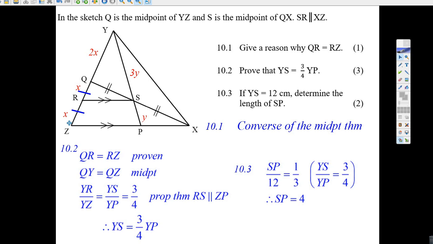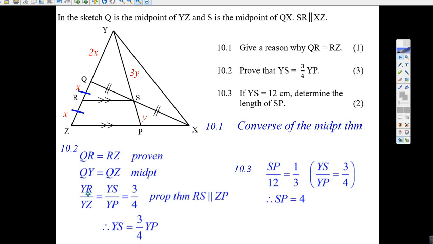Now we're looking at the ratios. In triangle YZP, we've got a parallel line down here at the bottom. We can use the proportionality theorem now. We can say that YR goes with YZ the way YS goes with YP. And we're looking at what the ratio has to be. 3 goes with 4, so the ratio is 3/4, because this ratio here, YR to YZ, is now 3x/4x.